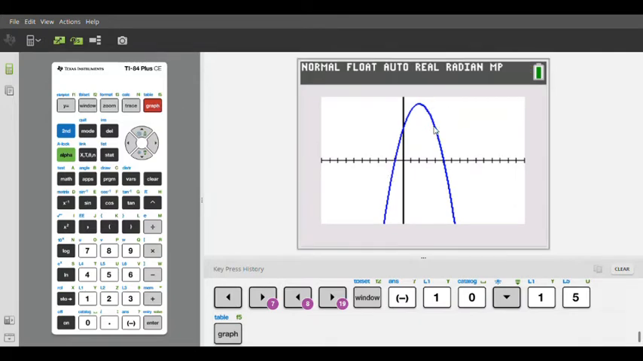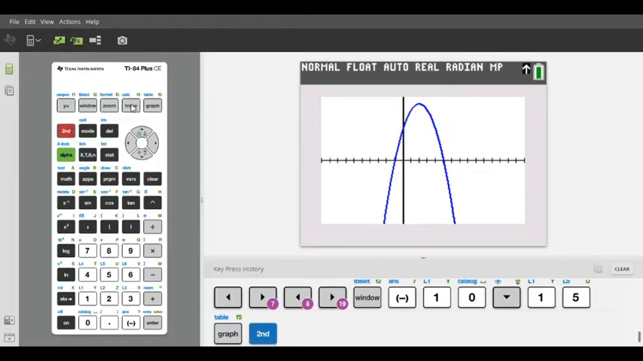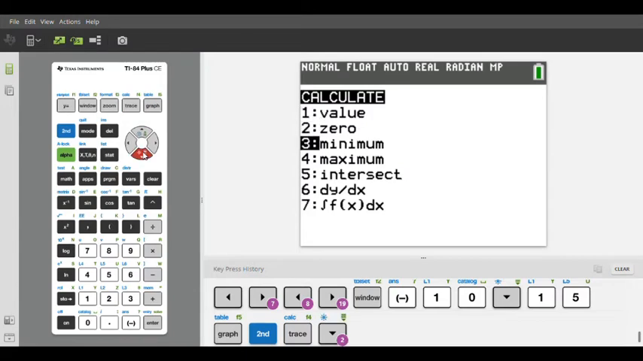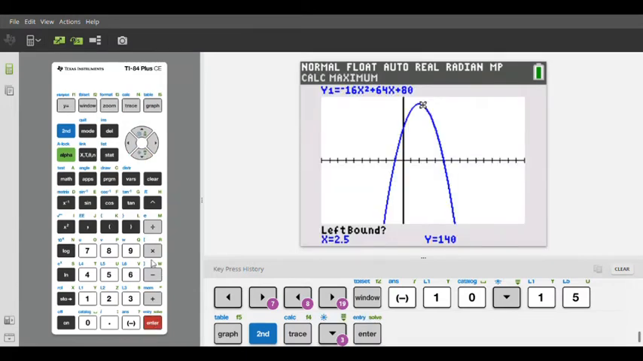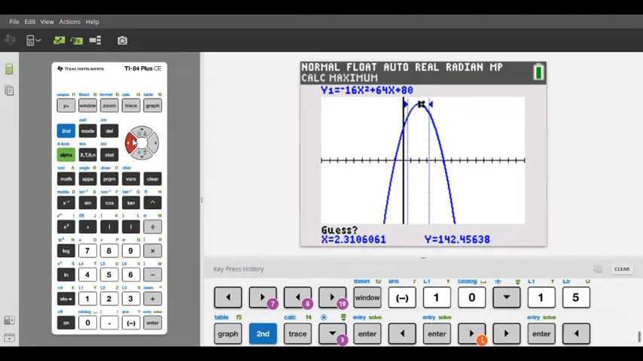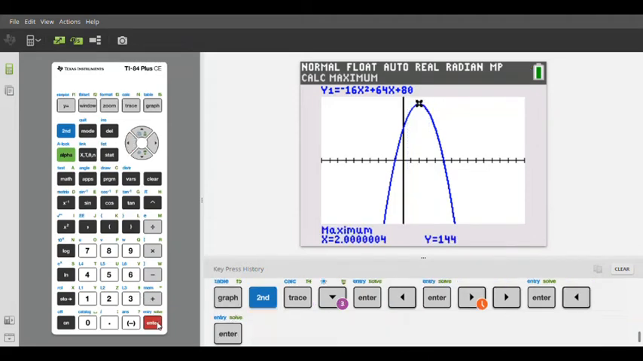I can see the curvature of the graph. I can see that I have a maximum here. So let's figure out what that maximum is. If I do second calc, I calculate the maximum. I'll go left of the max. I'll go right of the max. And then I'll guess the max. And it tells me the maximum is at essentially 2 and 144.